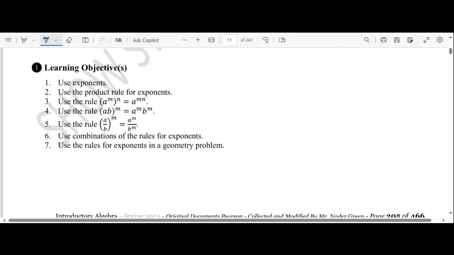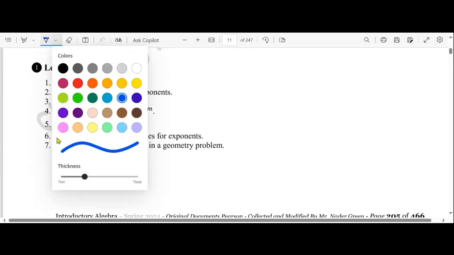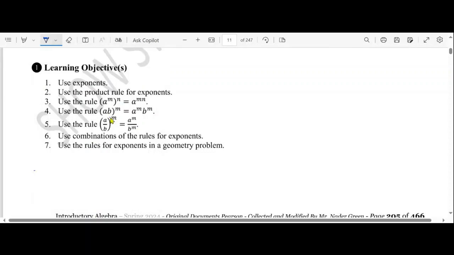Number 4, use the rule of a b all to the power of m, which is equal to what? A to the power of m, b to the power of m. 5, use the rule a divided by b all to the power of m. Now we're going to distribute the m. How many times? We distribute it 2 times. So let me go here. You see, I distribute it here and I distribute it here. Same thing for this and the product rule up here. Number 6, use the combination of the rules for exponent. 7, use the rules for exponent in geometry problems.